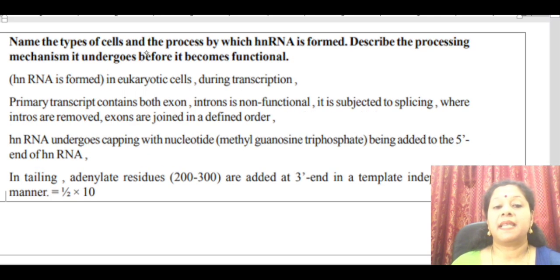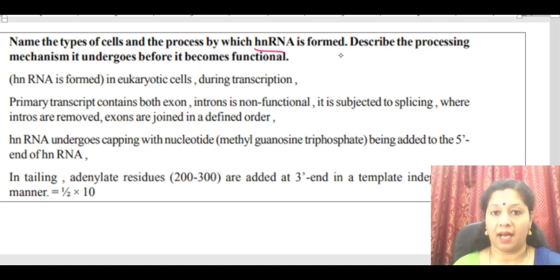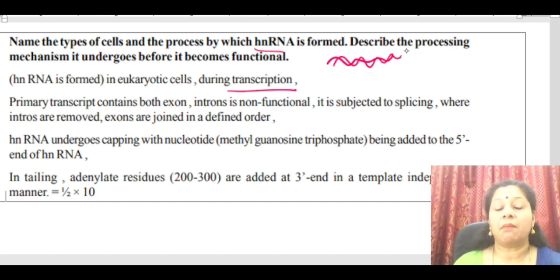Name the types of cells and the process by which hnRNA is formed. hnRNA is the precursor of mRNA, which is heterogeneous nuclear RNA, formed after transcription. Describe the processing mechanism it undergoes before it becomes functional. So hnRNA is formed in eukaryotic cells during the process of transcription. What is transcription? The information from a double-stranded DNA is copied into single-stranded RNA.